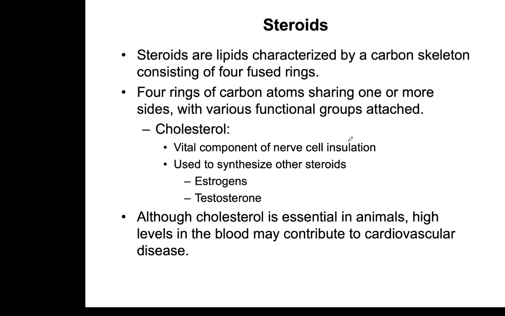The third type of lipid is a steroid. Steroids are lipids characterized by a carbon skeleton consisting of four fused ring structures, four rings of carbon atoms sharing one or more sides with various functional groups attached. The example is cholesterol. Cholesterol is a vital component of nerve cell insulation.